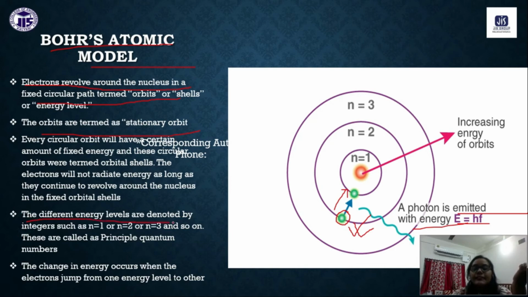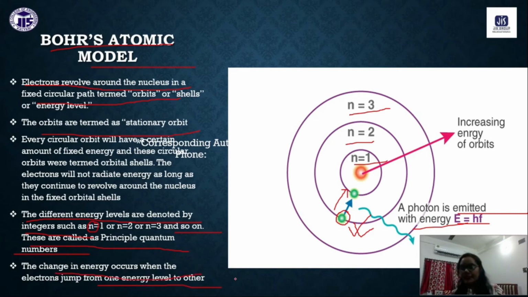The different energy levels, the different stationary orbits, Bohr has denoted as the quantum number, that is called principal quantum number, and that is n. n equals to 1, n equals to 2, n equals to 3. Like this way, the n value will increase. The different energy levels are denoted by the integers such as n equals to 1, 2, 3 and so on. These are called principal quantum numbers. The change in energy occurs when the electrons jump over from one energy level to another energy level, as I told you.